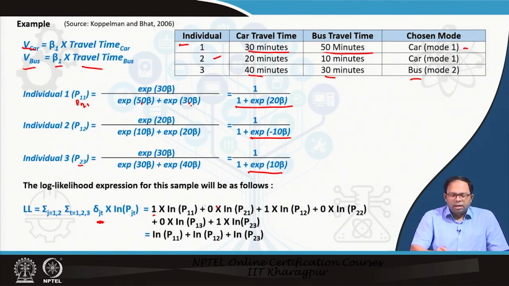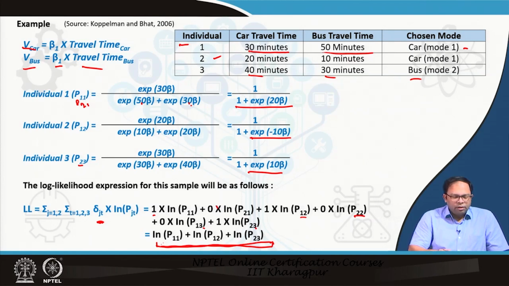So, this is 1 into the probability of choosing mode 1 for individual 1, alternative 1. For alternative 2, individual 1, the choice is 0. So, it is not chosen. So, it is taken as 0, and then we do it for the second individual, and then we do it for the third individual. Here he has chosen the second mode. So, it is 1, otherwise it is 0. So, this is the final form, and this is what has to be maximized.